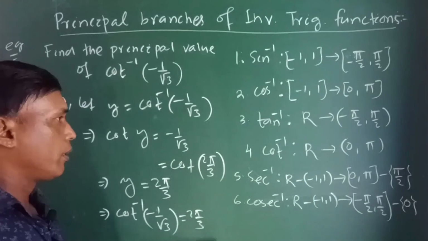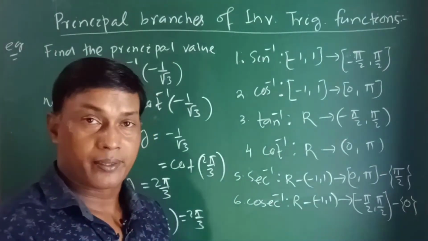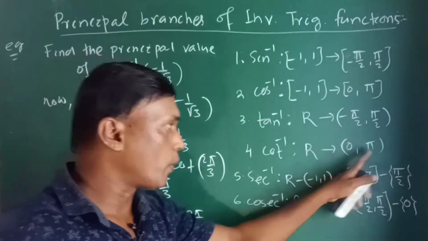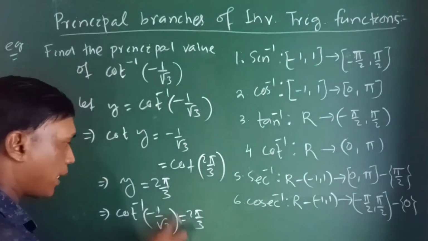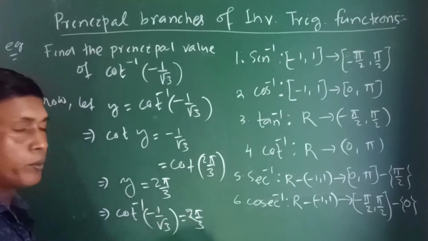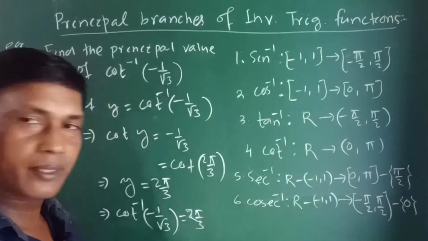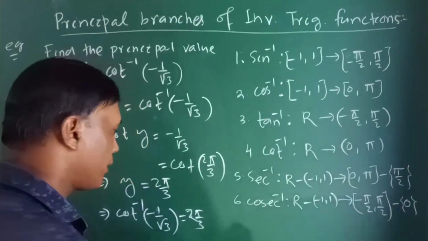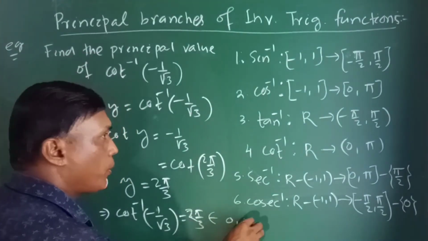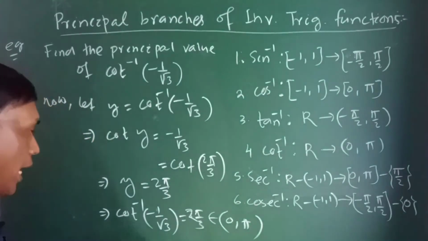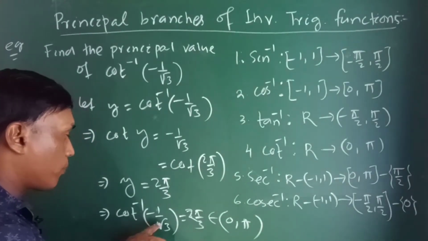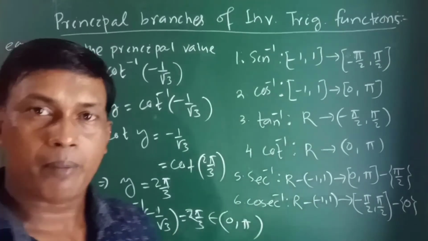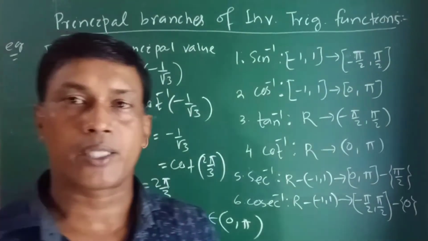But look here, the principal branch of cot inverse is 0 to pi, that is 0 to 180, and this value 2 pi by 3 means 120, which lies in this interval. This belongs to the open interval 0 to pi. As the value of cot inverse of minus 1 by root 3 lies in the principal branch, this is the principal value of cot inverse of minus 1 by root 3.